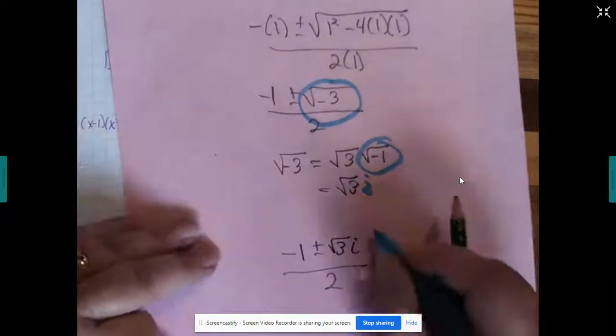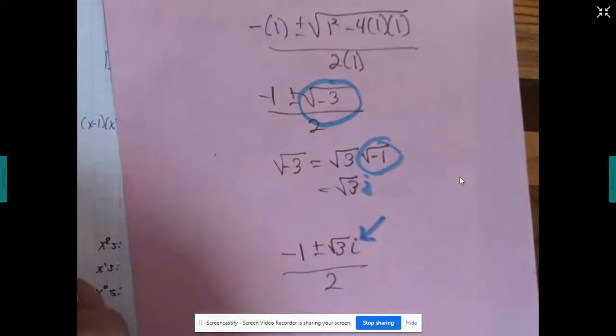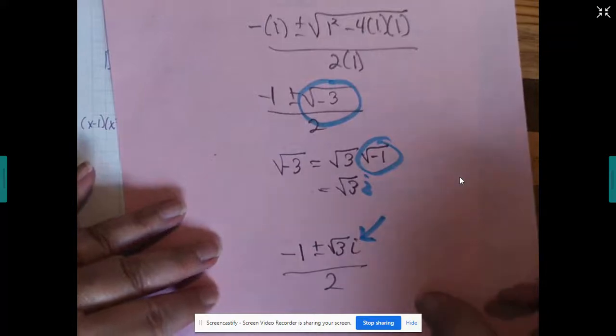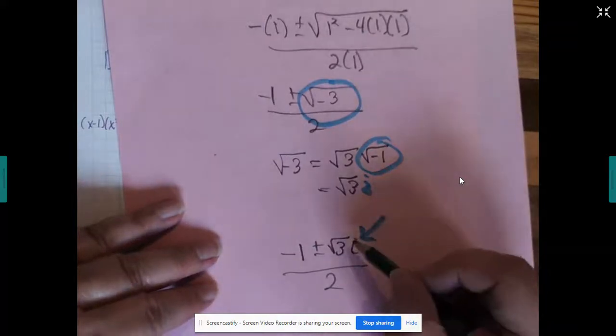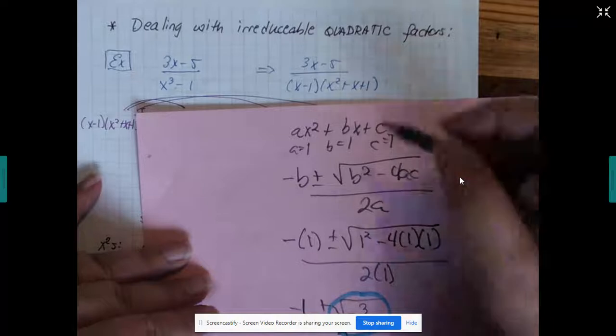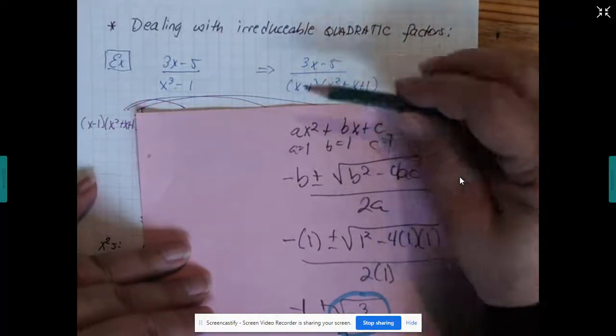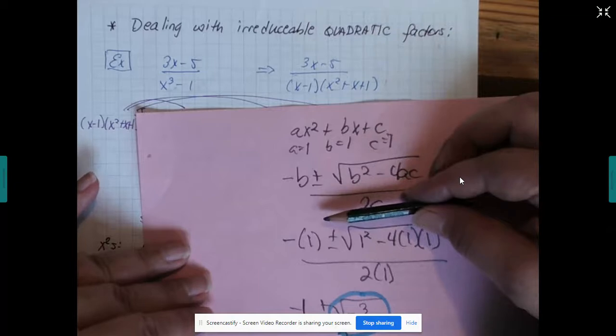This is what I'm talking about. We do not want to have imaginary answers. That's not what we're talking about when we factor. We're talking about nice, clean, real number linear factors. So if you end up with an i when you're trying to factor a quadratic, that's what we mean by irreducible. So you can always check with this.